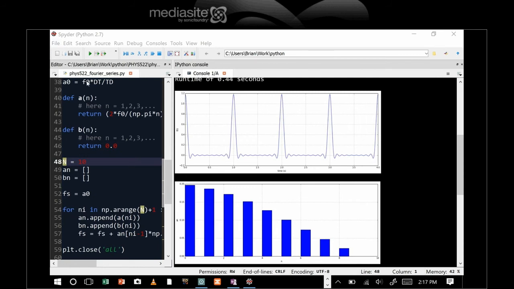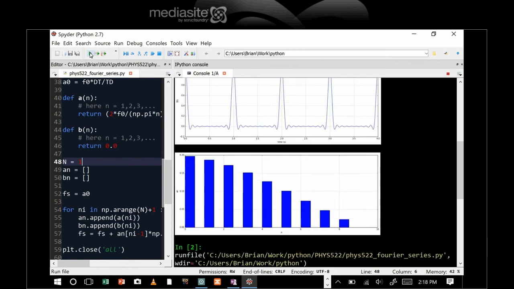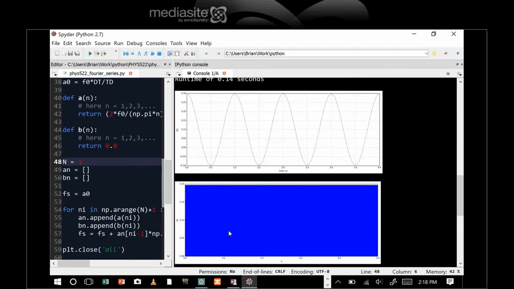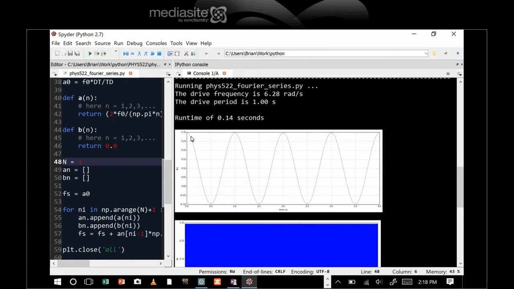So I have here some Python code, Physics 522 Fourier series, that calculates the Fourier series for that square function that we just did, and n is the number of terms I'm going to add in that series. Let's look at one term. Notice with one term, I just have one sine wave. That makes sense. That is not a good representation of the function.